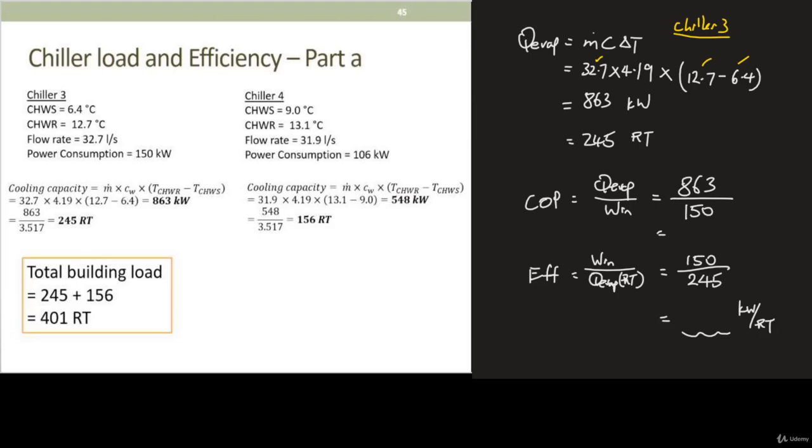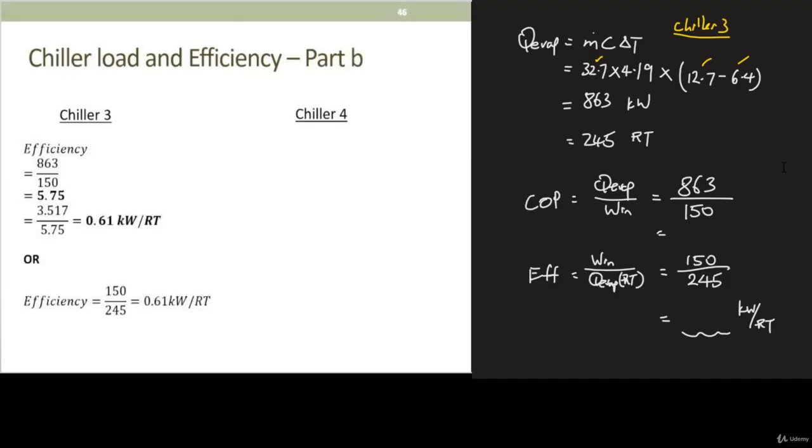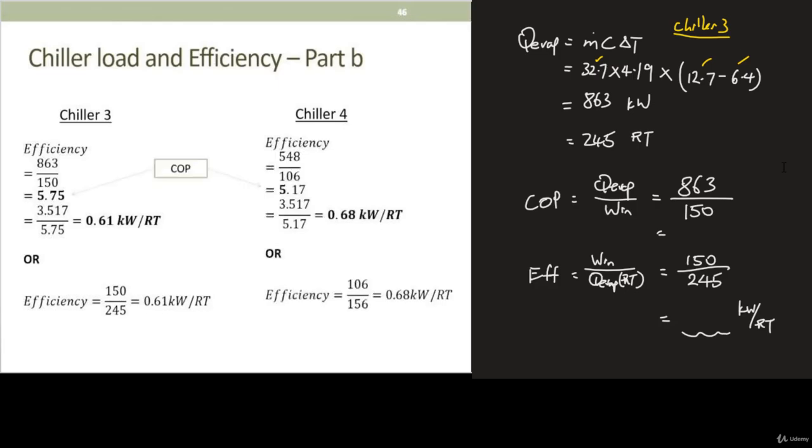So I think for part A, they actually ask for the total building load in tonnage. So what you're going to do is add 245 RT with 156 RT, that's your building load. What I've shown you just now is actually for your part B. You take 863, divide by 150, you get 5.75, or you can take 150, divide by 245, you get 0.61. Then for chiller 4, using the same method, just substituting different readings, you will get another set of efficiency.